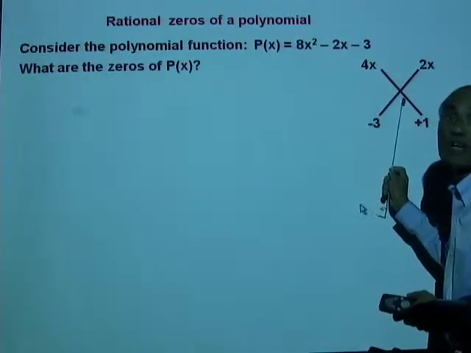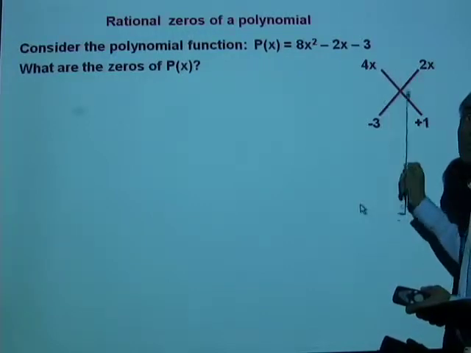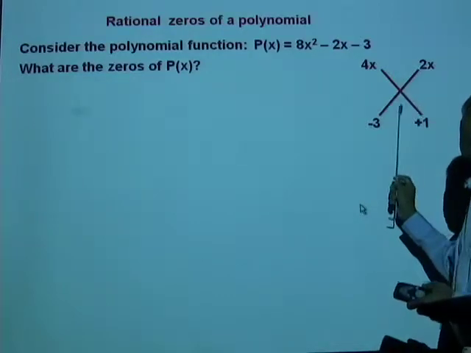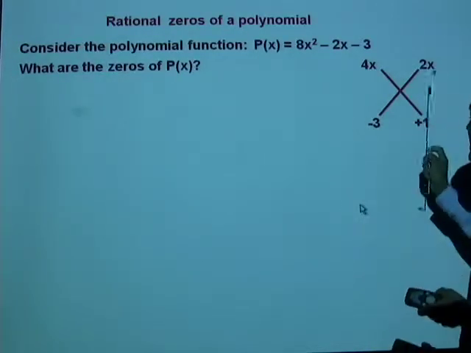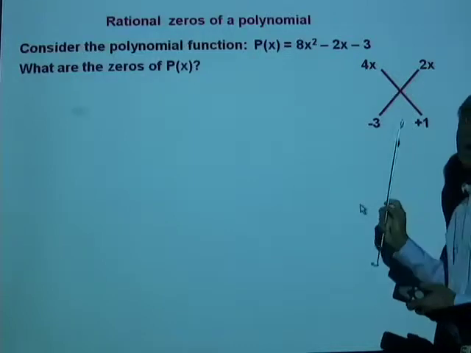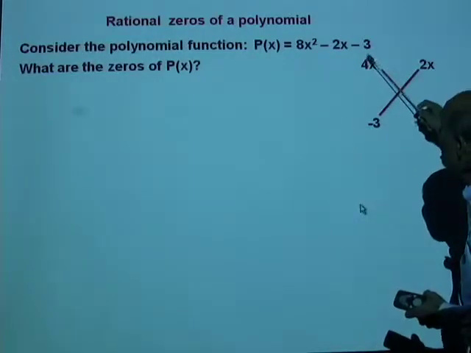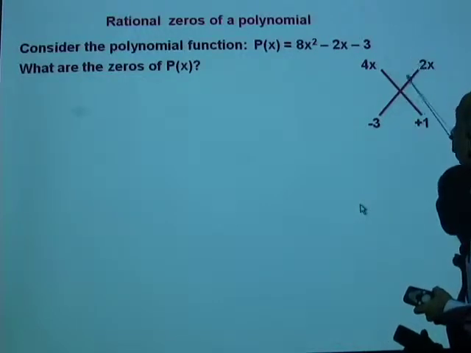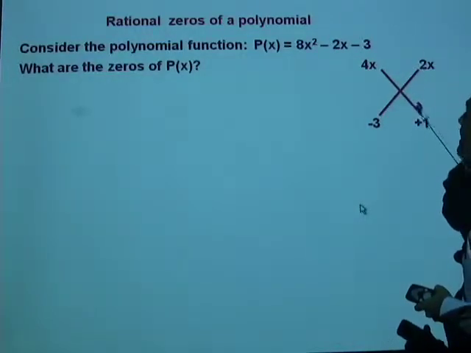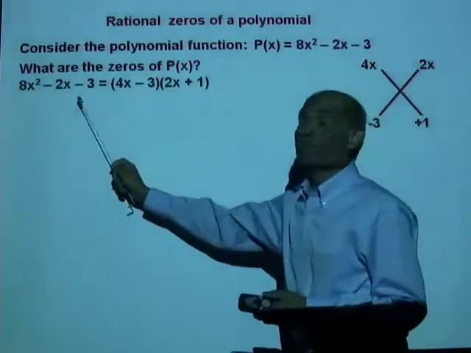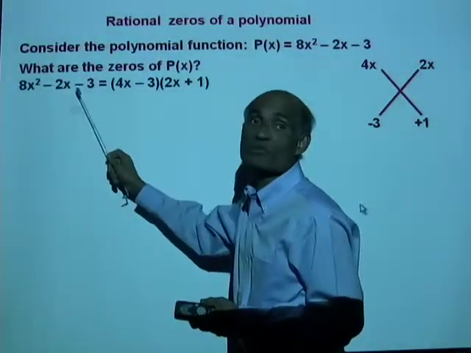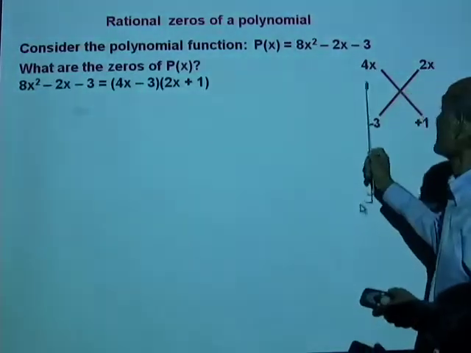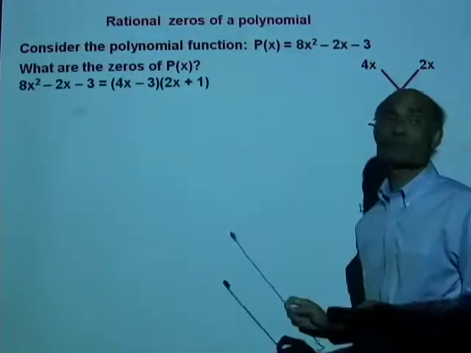Yes. If you multiply across and do not get the middle term, that means your orientations are not right. But now that the orientations are right, how do we pick our factors? The first factor is 4x minus 3, and the second factor is 2x plus 1. And therefore, we say 8x squared minus 2x minus 3 is 4x minus 3 times 2x plus 1.